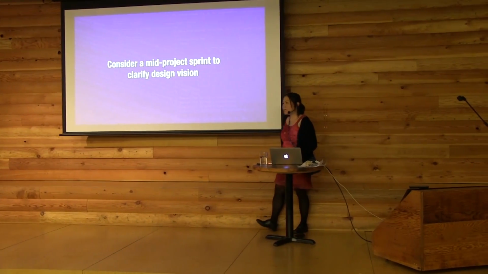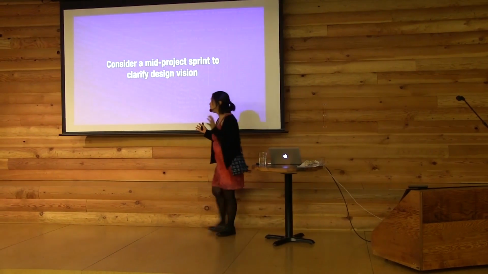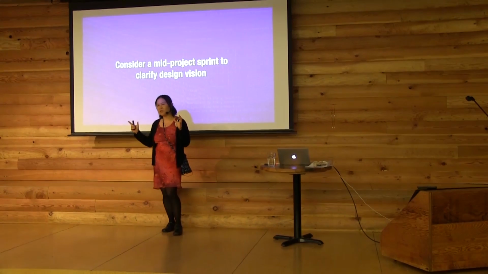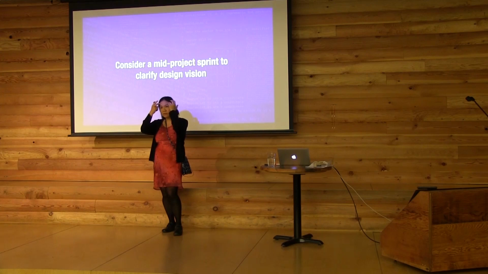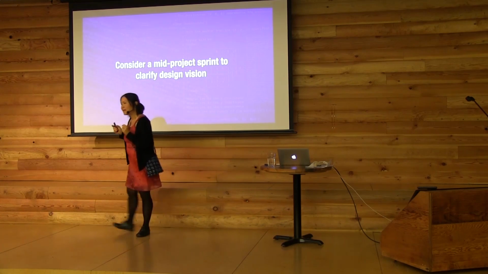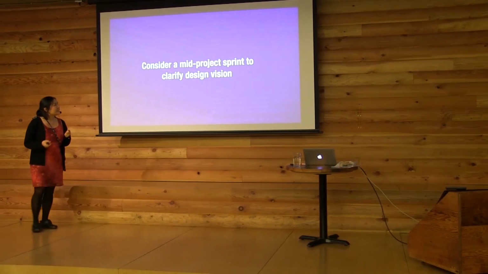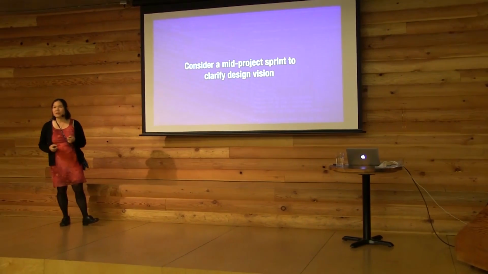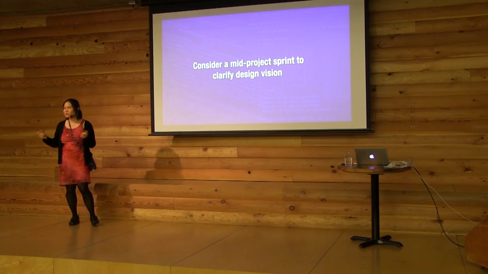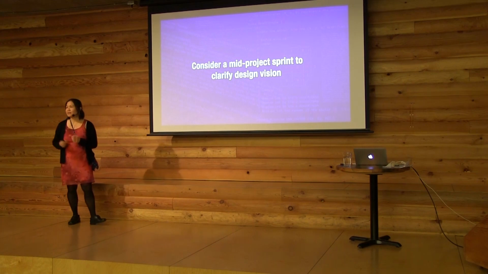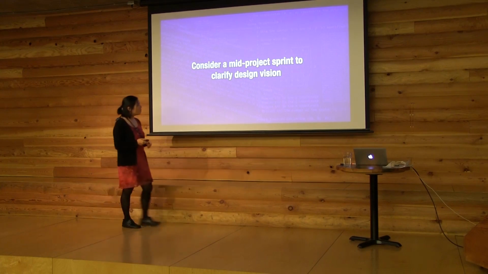Sprint 0 might not be enough time to create one design vision that's going to work forever. You might need to have a spike or a mid-project sprint. Some companies formalize this, and in a year-long or multi-year project, they'll do this every few months, to clarify that design vision and to really make sure that the design is heading in the right direction overall, that it's not turning into a patchwork.